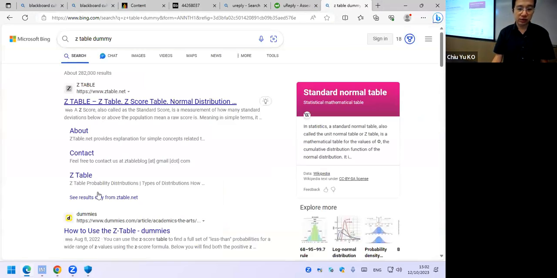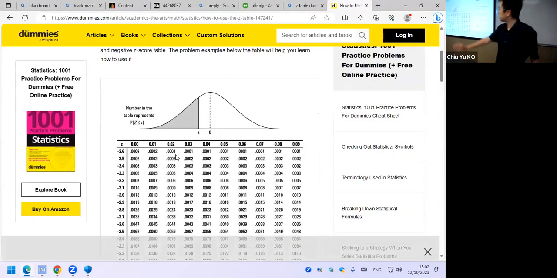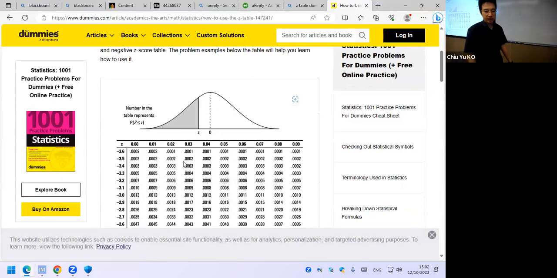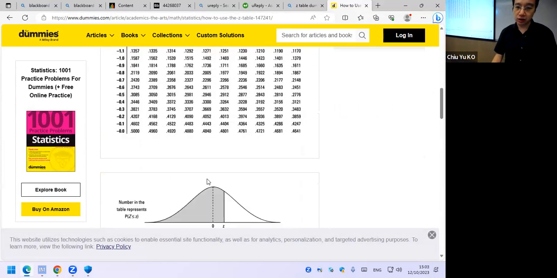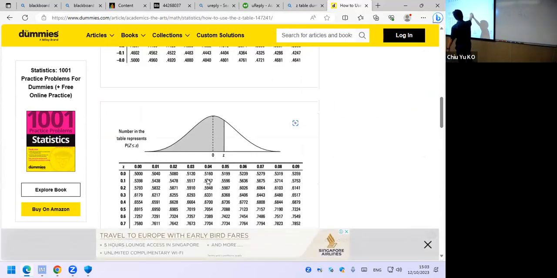So use set table and dummy, and lower set table. This is the style we get. So this is the table we have. The normal table, called a set table, or Z table. The one we need is this guy, Z less than 1.4.